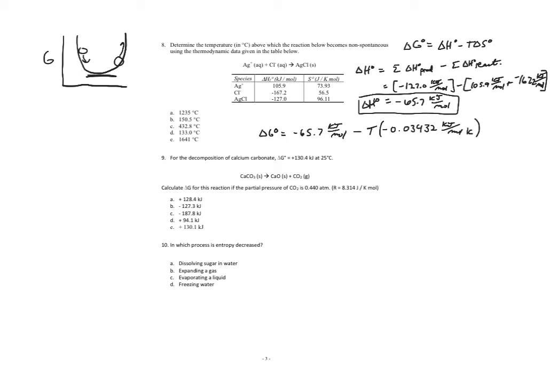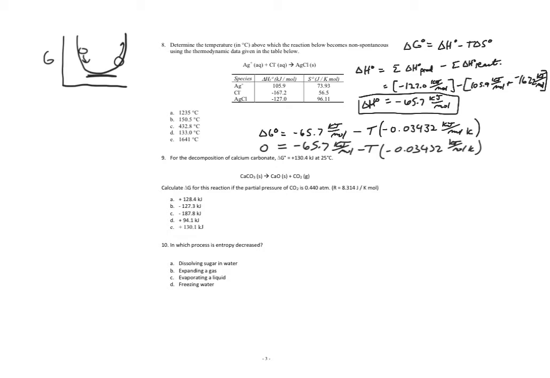So my midpoint here would be a value of delta G equal to 0. And that's really what we're trying to solve for in this reaction. We're trying to see when delta G is equal to 0, what value of T do we need to give us 0? All right, so we've got negative 65.7 kilojoules per mole minus T times negative 0.03432 kilojoules per mole Kelvin. So I can rearrange this equation and solve for what the temperature is.